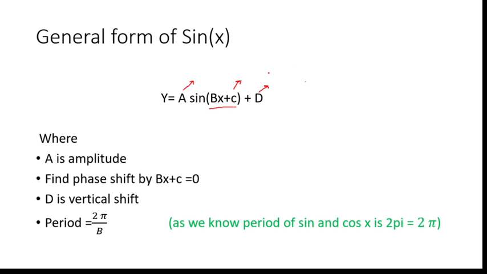The period, you can find by using this formula. If you are talking about the sine, cosine, cosecant and secant functions, you always use this formula to find the period: 2 pi over b. As we know, sine and cosine and their reciprocals have a period of 2 pi, that's why we write 2 pi over b. But when we are talking about the tangent function, then the period is pi over b.